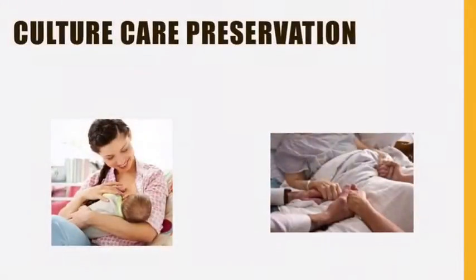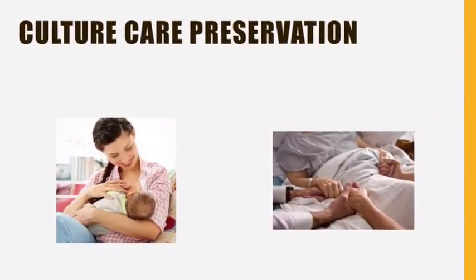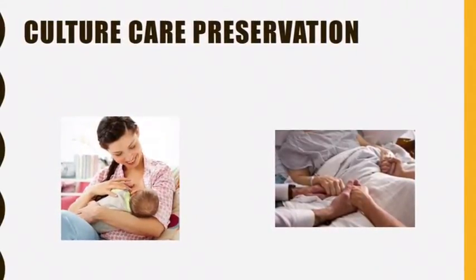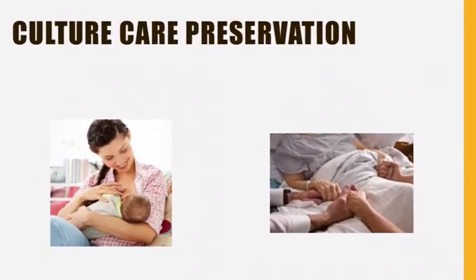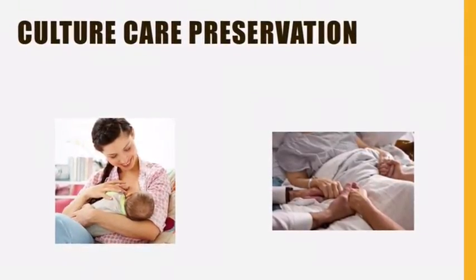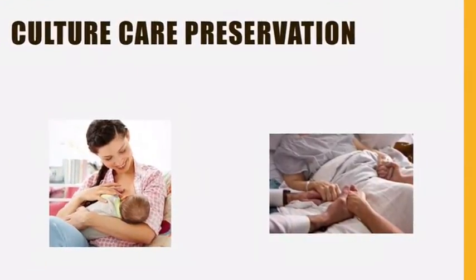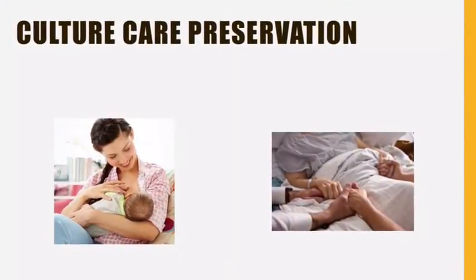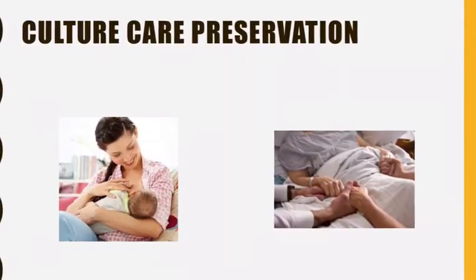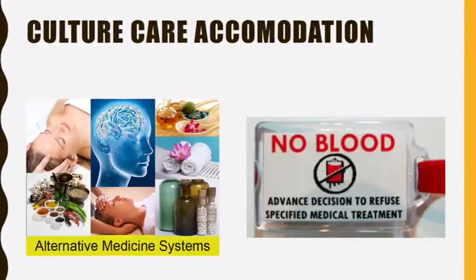The 3 theoretical practice modalities for culturally based decisions and actions are as follows. Number 1, cultural care preservation or maintenance. An example of this would be promoting breastfeeding by altering the environment to ensure the breastfeeding mother has access to equipment and a room designed for breastfeeding. Another example would be to provide a room for clients, families, or cultural groups of various religions to pray.